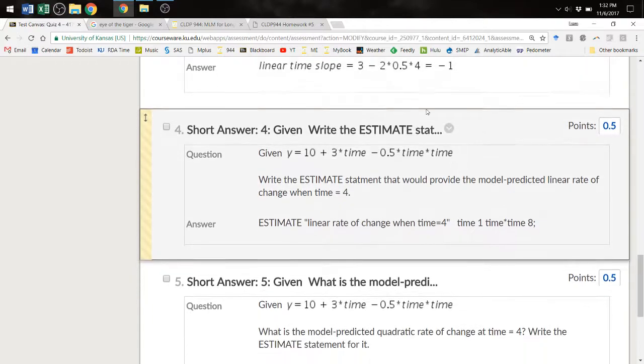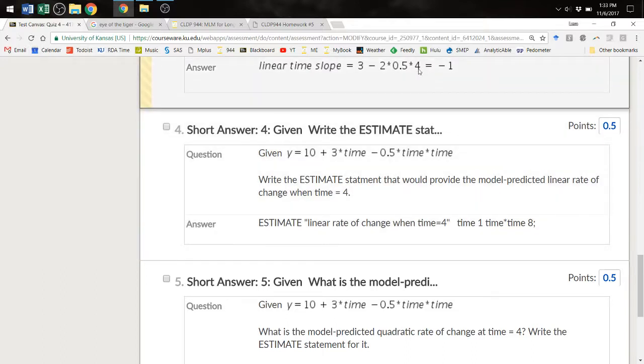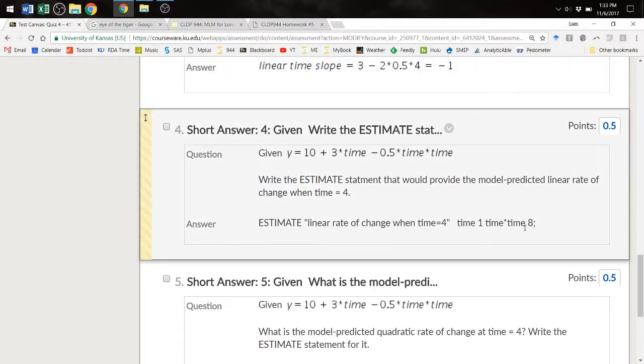That same idea implemented as an estimate statement means I need 1 of the linear fixed slopes, so I need 1 value of 3, and then I need 8 of the quadratic slopes because I have a time equals 4 times 2. And it knows that time by time is a negative value in this model, so it holds the negative value already. Okay, questions on that one?